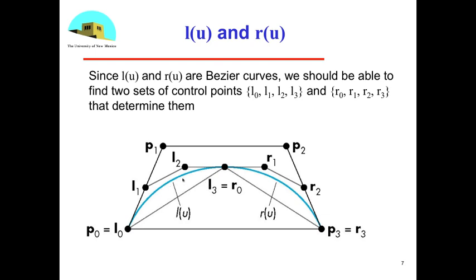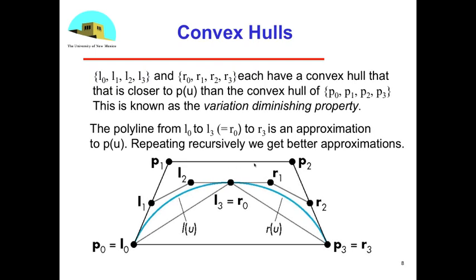This property, where the convex hulls on the left and the right fit inside the original convex hull, is known by the name of the variation diminishing property, which is just saying, again, that you get closer and closer and better approximations as you do this subdivision. Now, the problem is I haven't told you how to get these points. This one you get by just evaluating at u equals a half. How do I get these other values?